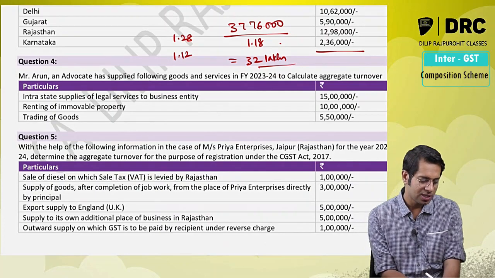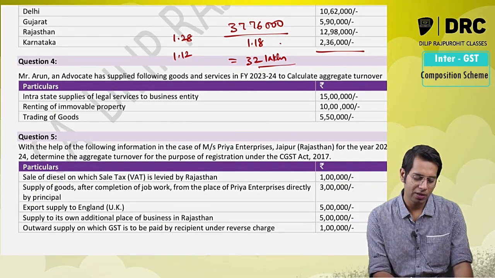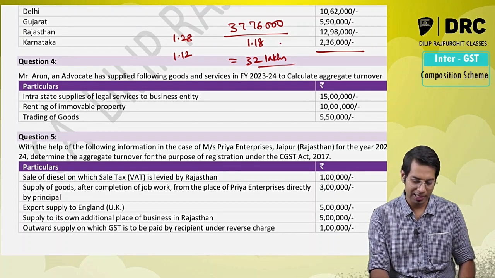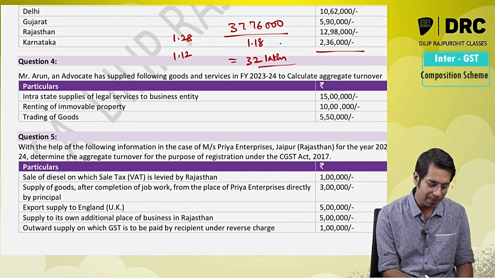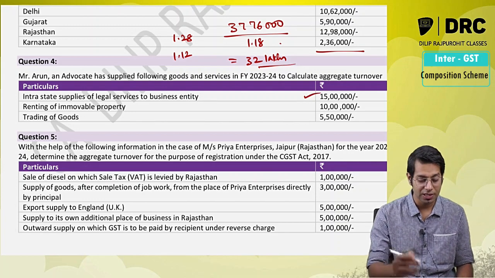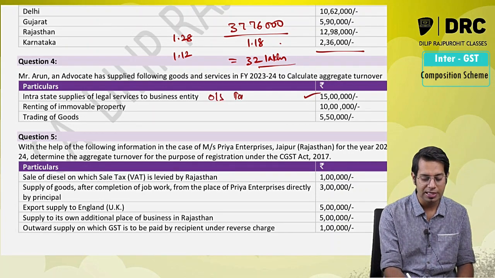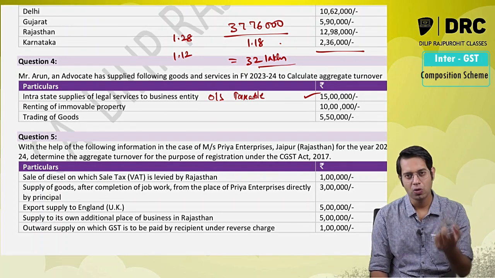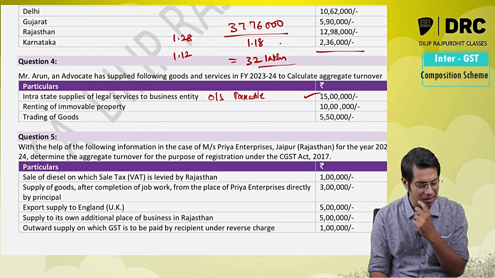Okay, next question says Mr. Arun, an advocate, has supplied goods and services in financial year 23-24. Calculate the aggregate turnover. Intrastate supply of legal services to a business entity, yes, that will be included. Please note, this is an outward supply which is taxable under reverse charge. Okay, this is an outward supply. It is his outward supply on which the tax is required to be paid by the recipient.